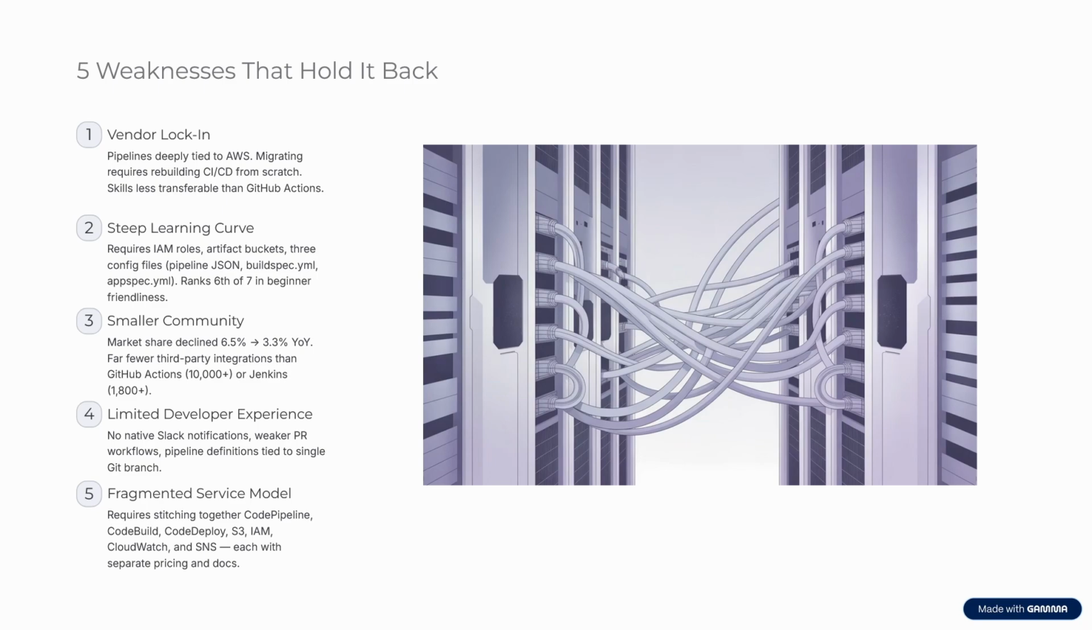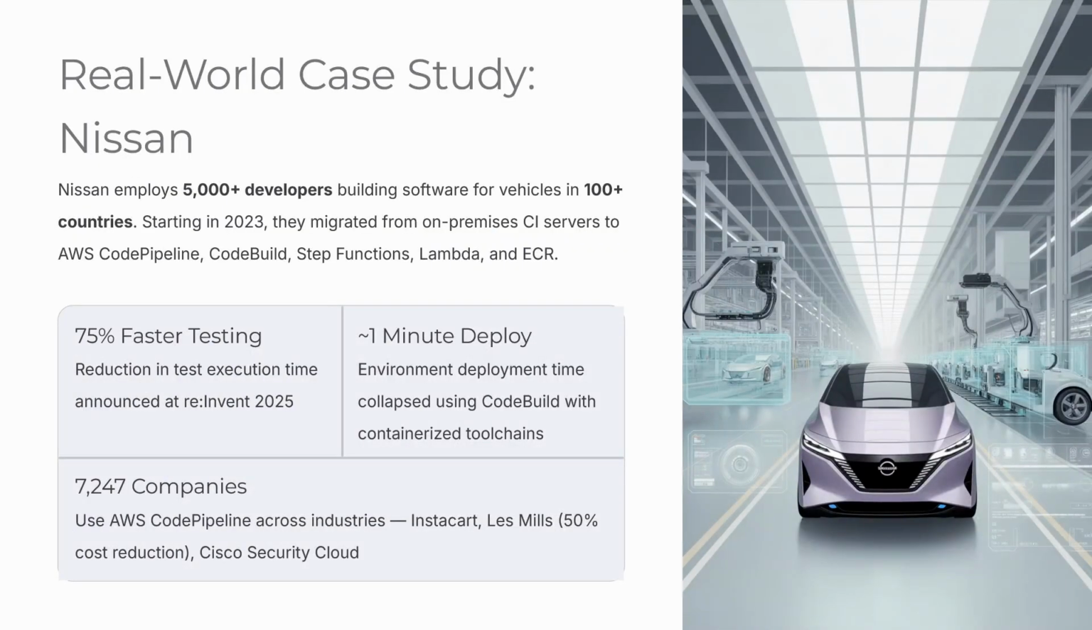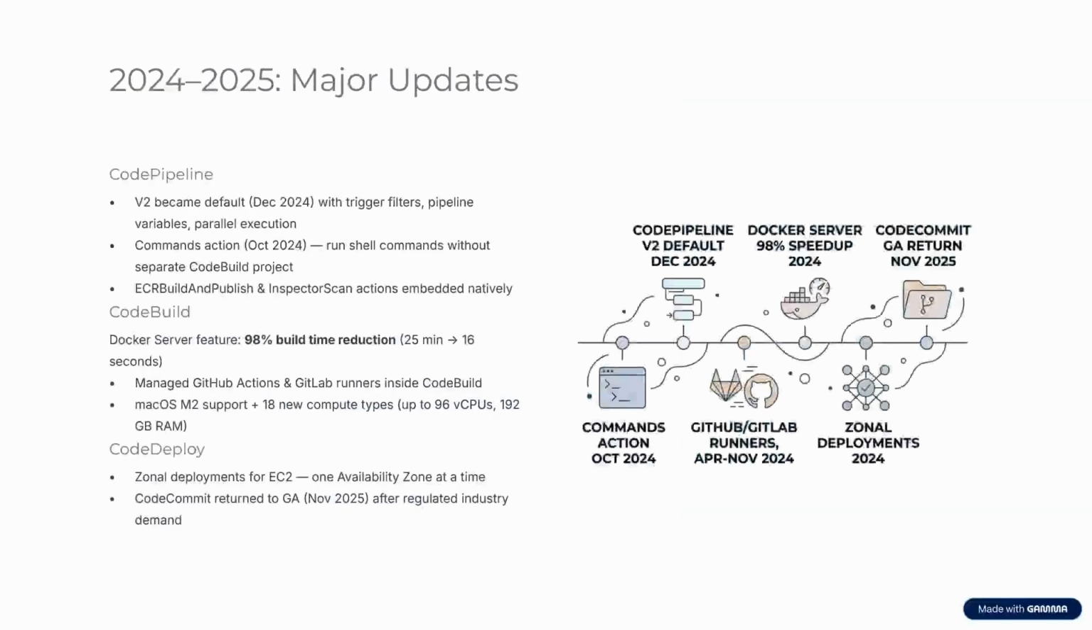A real-world example where you can see AWS CI/CD in practice is Nissan, who has more than 5,000 developers working across over 100 countries, and they migrated from on-premises CI servers to AWS services, including Code Pipeline and Code Build. They saw a 75% reduction in testing time and deployment times reduced to about 1 minute. This shows that AWS CI/CD can deliver real value at scale, especially for large organizations with complex infrastructure needs.